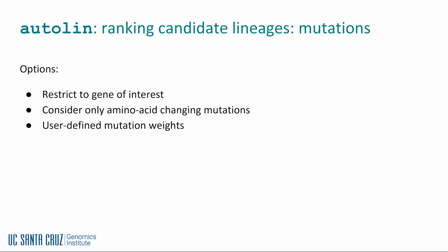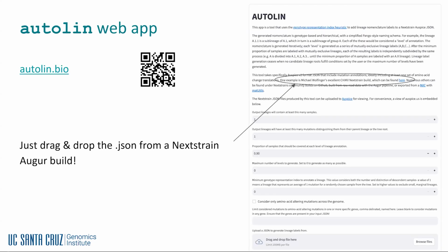And finally, some mutations are known to be more interesting than others. So you can have a completely user-defined system. For example, for SARS-CoV-2, Jacob has a script that pulls all of the antibody escape scores from Jesse Bloom Lab's online calculator and converts those to weights for autolin. So these concerning mutations can be flagged and bump that branch up to the top of the list for evaluation. And there's a web app, autolin.bio. You can drag and drop in a Nextstrain build. There's a link to the chikungunya one that you can download and try out.